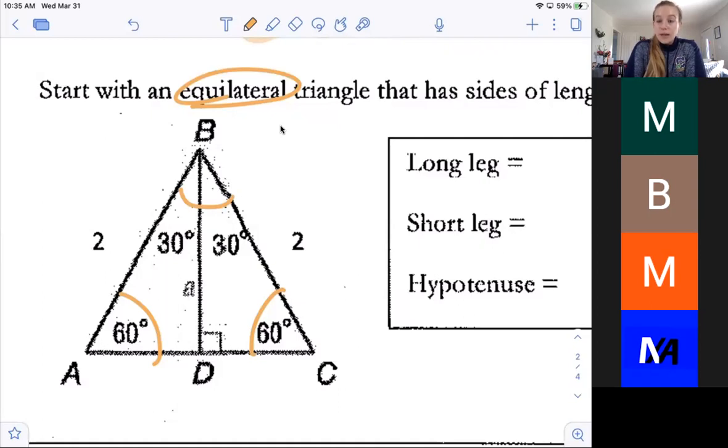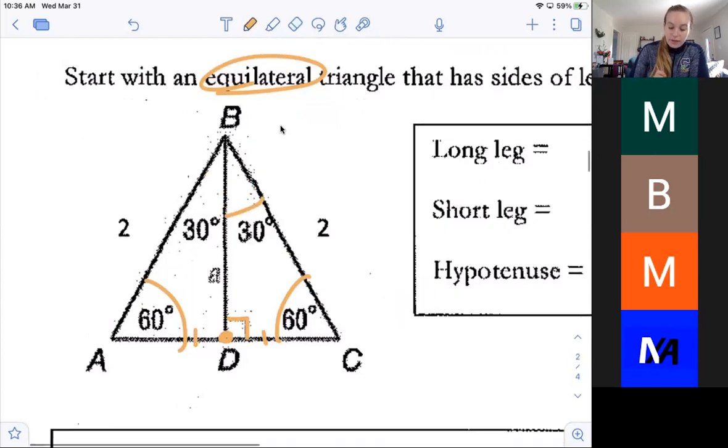We start with an equilateral triangle and then we drop an altitude. That means it's perpendicular to the other side. It's also a perpendicular bisector because A and D and C are the same. And it's an angle bisector too because it splits angle B equally into 30 and 30. And so that's how I have just this triangle right here on the right.